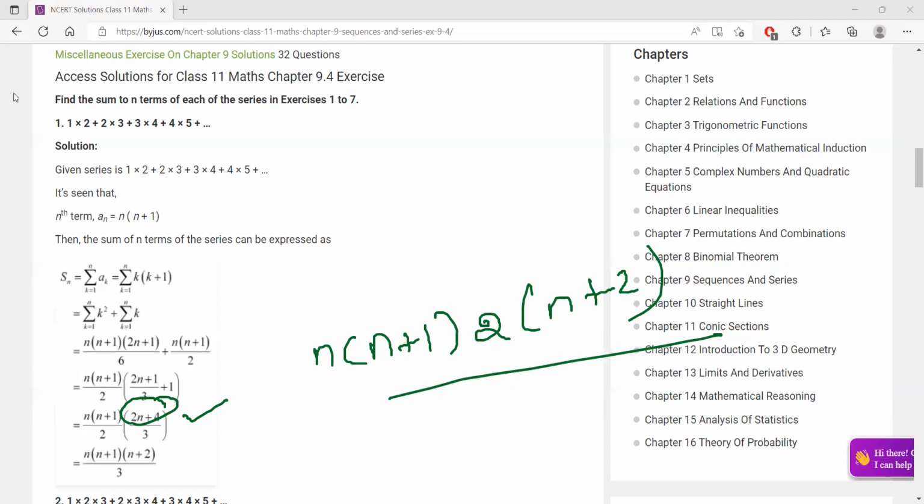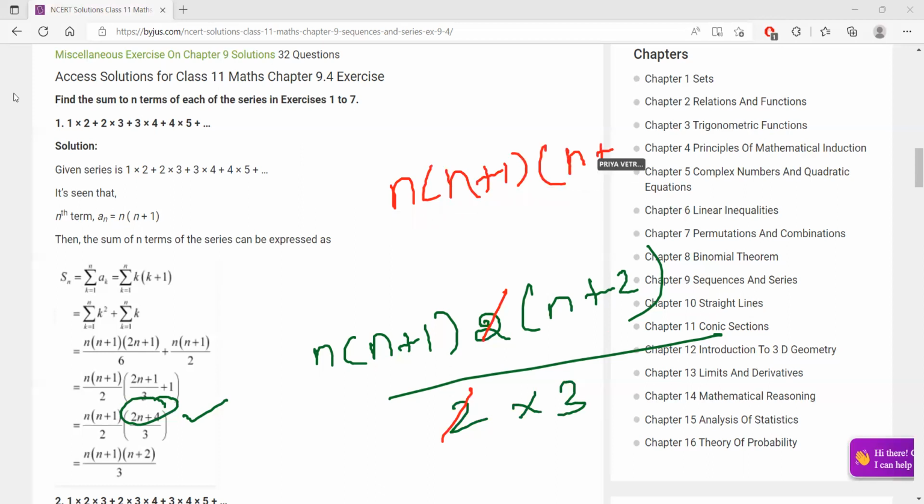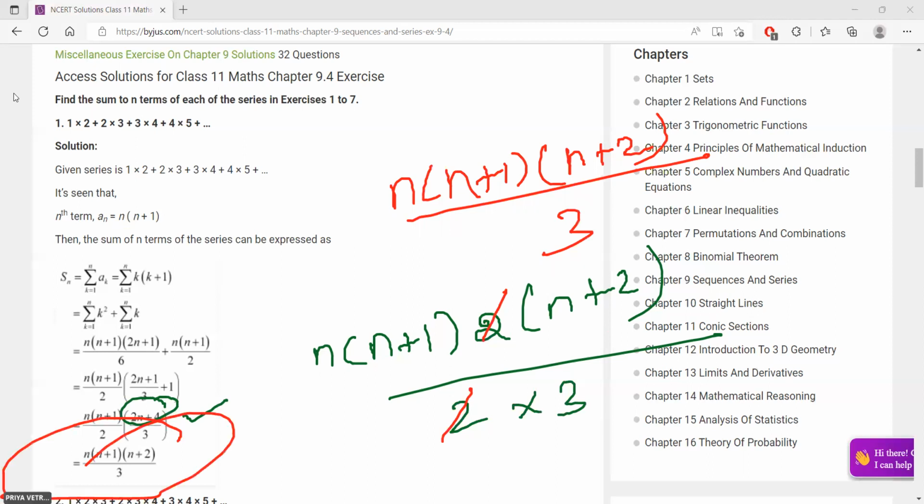Sorry for the disturbance. You just take 2 outside from the numerator. You will have 2 times of n plus 2 divided by 2 into 3. So what can you do? You can cancel out the 2 in the numerator and 2 in the denominator. You will have n into n plus 1 into n plus 2 whole divided by 3. So that is your final result. Can you follow?